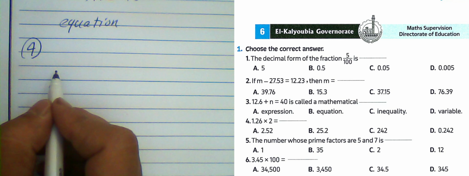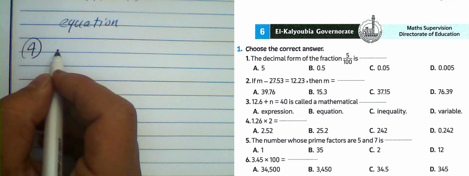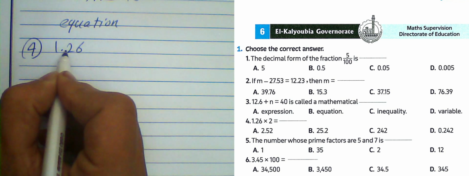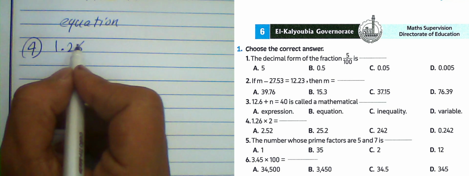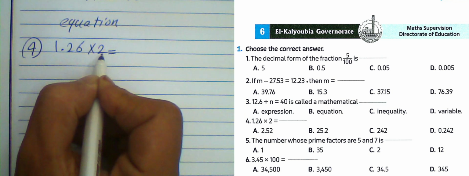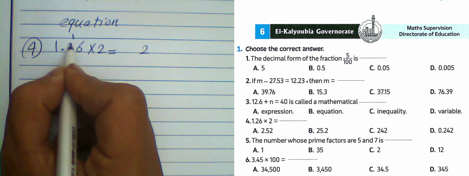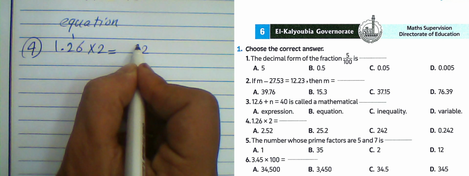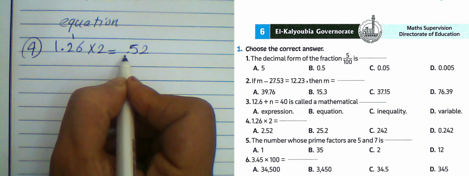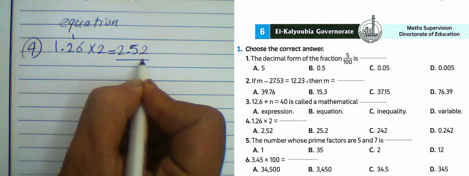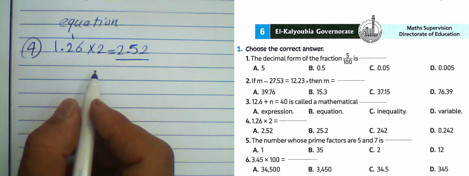Question number 4. 1.26 times 2. 2 times 6, 12. 2 and the carry of 1. 2 times 2, 4 plus 1, 5. And 2 times 1 equals 2. Then the result will be 2 and 52 hundredths.